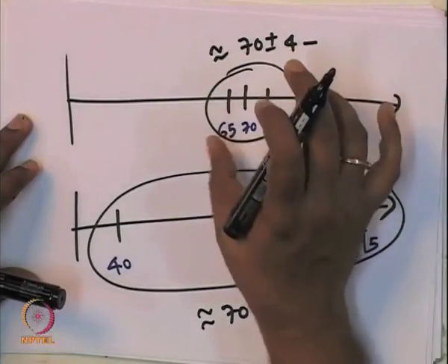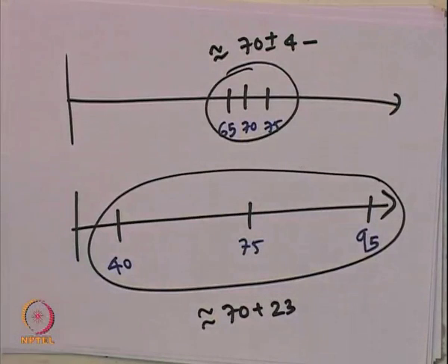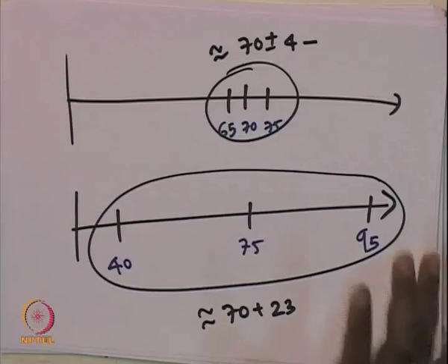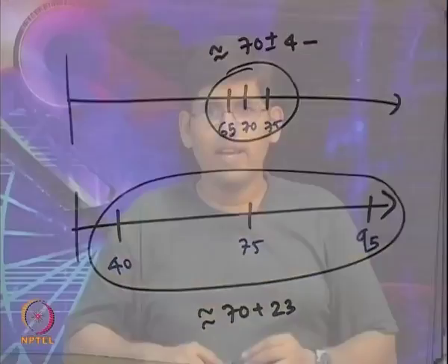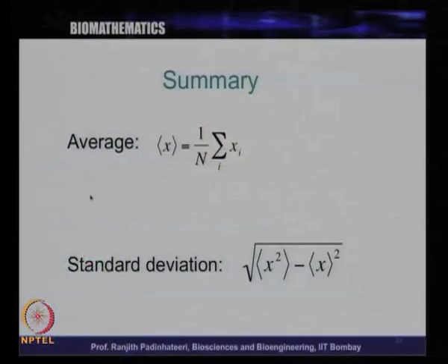So here it is a very small standard deviation, here a big standard deviation, and essentially standard deviation is a measure of how far the points are. So think of everything graphically. With this, let us summarize today's lecture. What we discussed so far is two important points. One is average, which is defined as 1 over n sum over xi. You should remember this. The next one is standard deviation, often denoted by little sigma, which is the square root of x square average minus x average square.